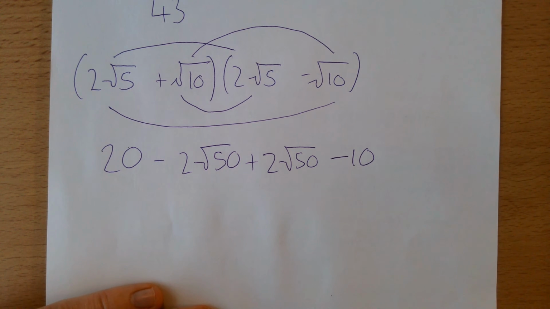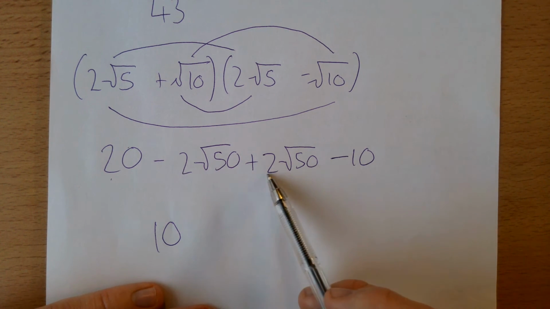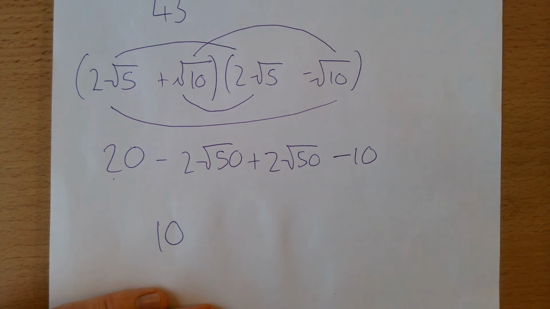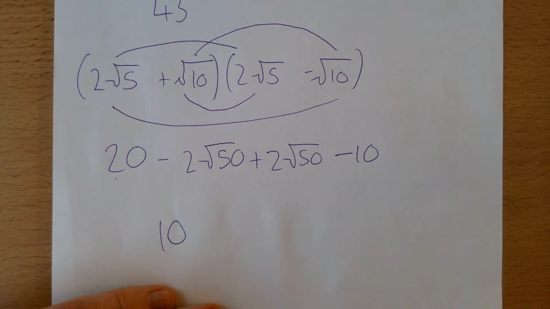And again, have you spotted what's happened here? 20 take away 10 is 10. Minus 2 root 50 plus 2 root 50 is nothing. So it just simplifies to 10. The surd disappears. Okay, so 10 minutes doing some expanding of double brackets like that.